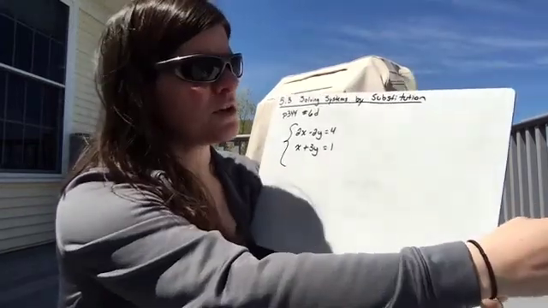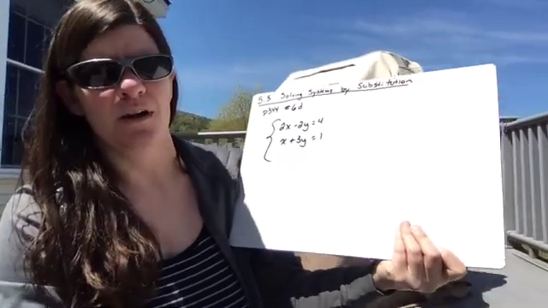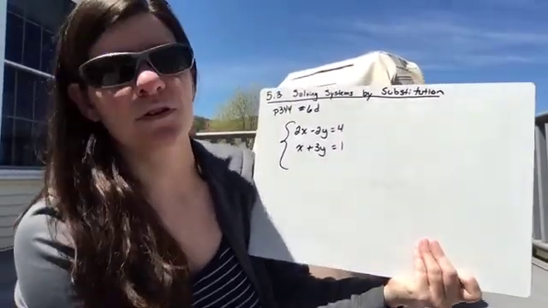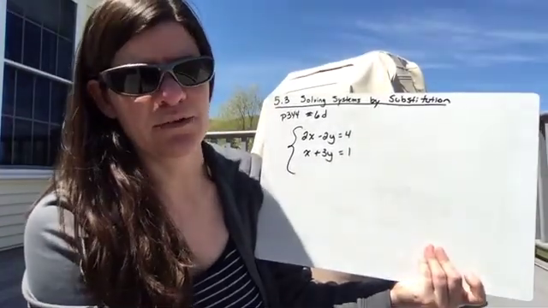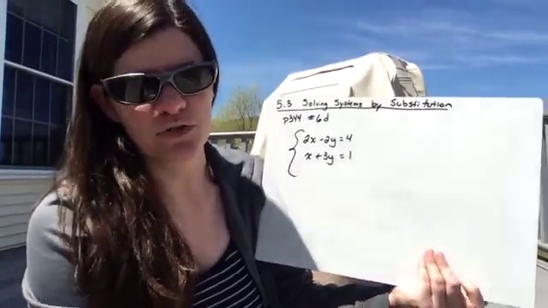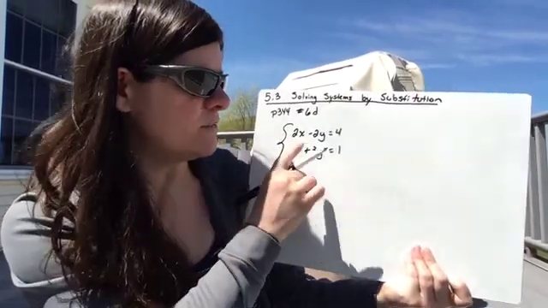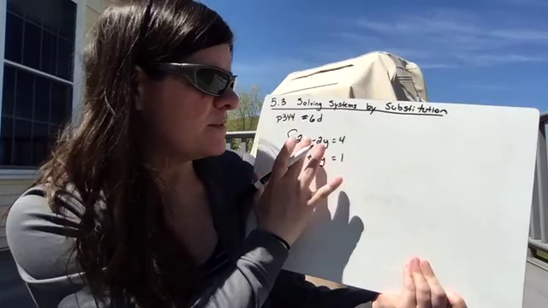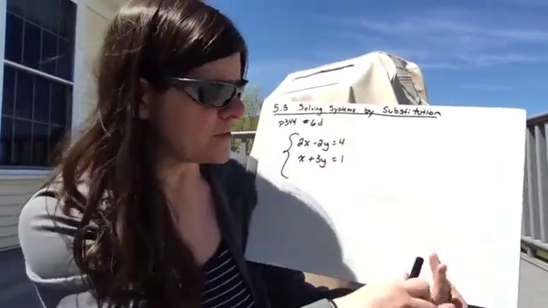Okay, so we're going to talk more about solving systems by substitution. We've already done some of this, and the ones that we did were a little bit easier because you had both equations solved for the same variable, so you didn't have to do any algebraic manipulation first. So here we can see that neither one of them is solved for a variable, so we're going to have to do something about that.